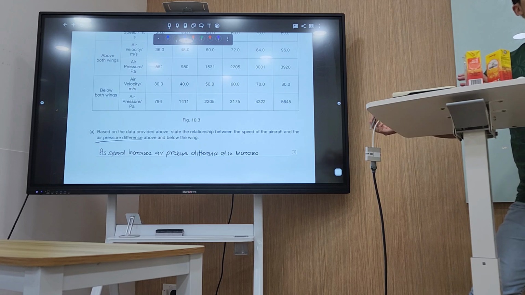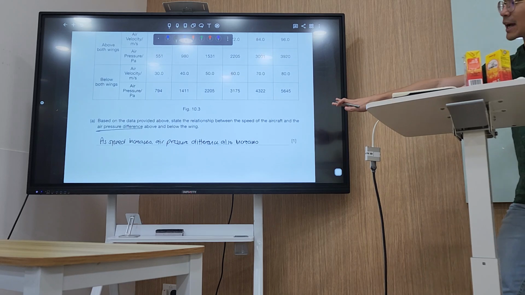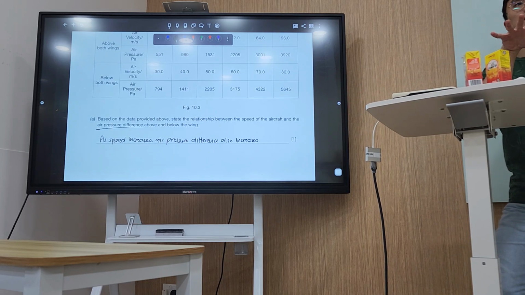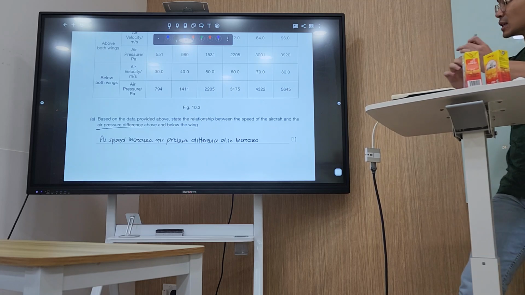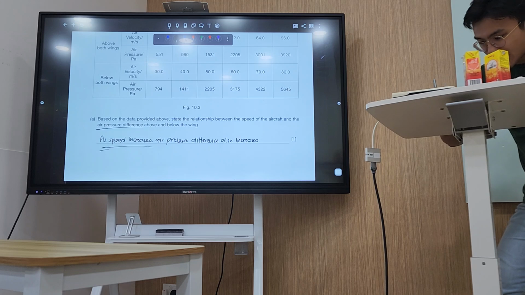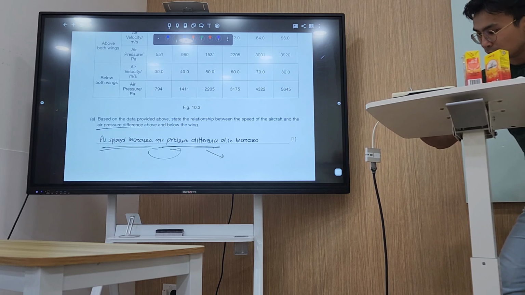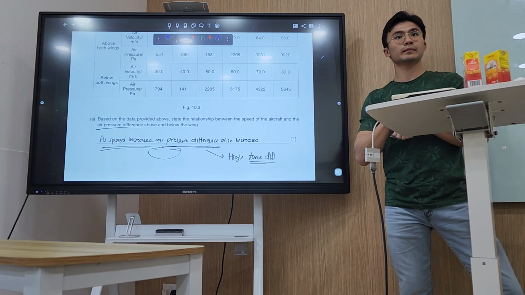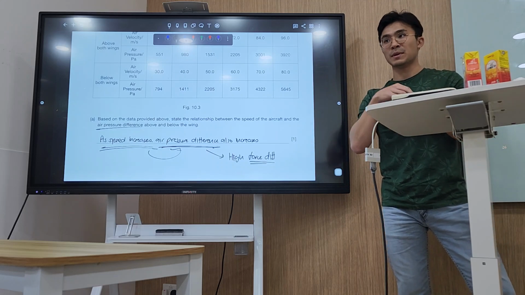Are you okay so far? Then this part backs up, it tells us why exactly the plane always needs to be traveling so fast until it lifts off. Why is acceleration so powerful? It's because I need to obtain a high enough speed so that I have a high enough pressure difference, which leads to a high force difference. And this force difference allows the plane to lift up. Is it becoming clearer?